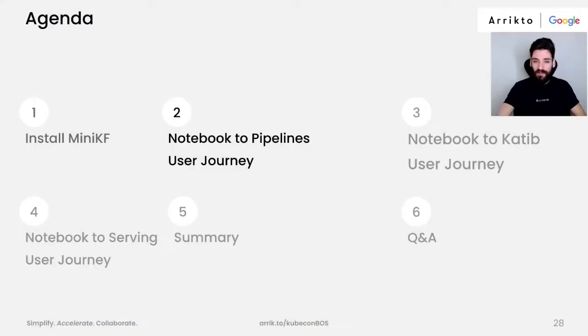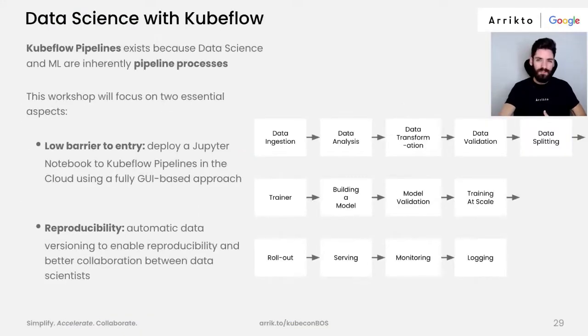So now that our MiniKF is ready to use, let's start with the fun part. That is, how to convert a notebook into a pipeline. But first, let's talk a little bit about Kubeflow pipelines. Pipelines is one of the most important components in the Kubeflow platform. This is because data science is inherently a pipeline process, right? You always go through the same repeated steps, whether they be data processing, data transformation, model training, and then serving, and so on and so forth.